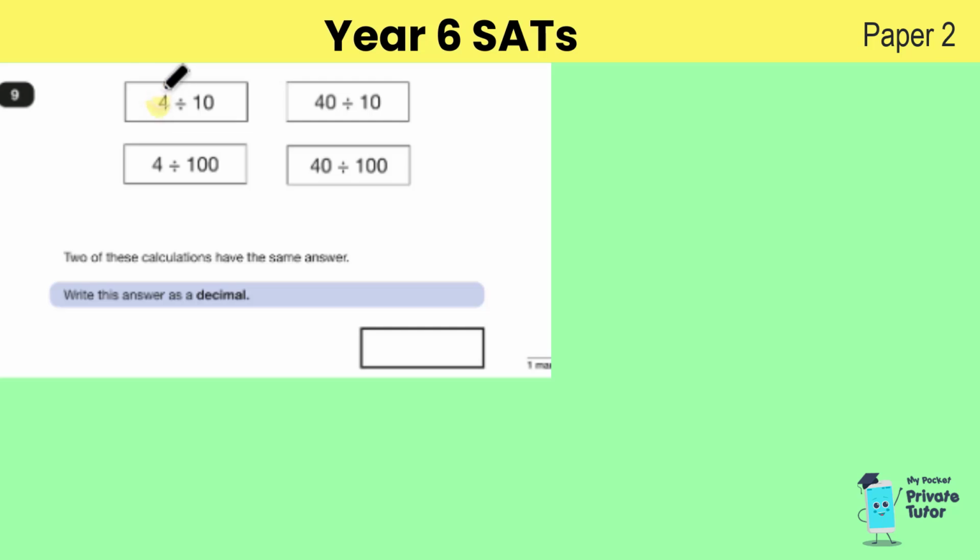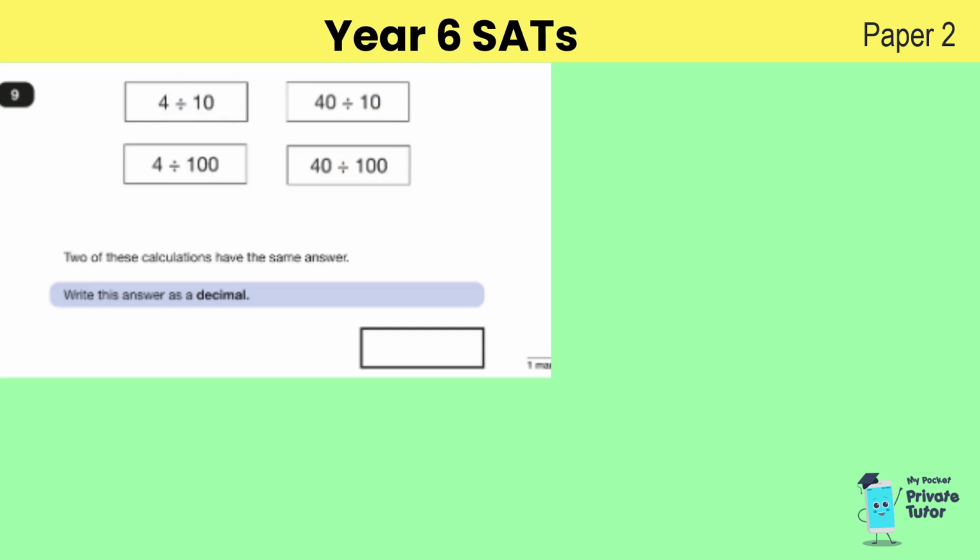So the first thing I would say is both these are 4 divided by something. These cannot have the same answer. And the other ones are both 40 divided by something. These cannot have the same answer. We could also say that 4 divided by 10 can't have the same answer as 40 divided by 10, and we also know that 4 divided by 100 can't possibly have the same answer as 40 divided by 100. So you could use a bit of process of elimination here.